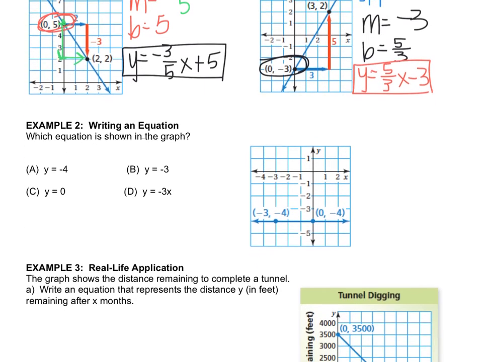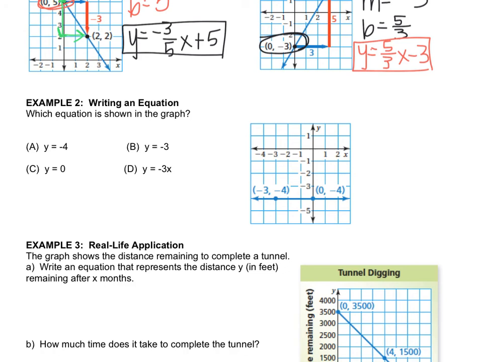This next one is a multiple choice, but we're going to do it the same way. Since we have a picture, we're going to identify the slope and the y-intercept. The y-intercept is always the easier one to find because you just have to look. You don't have to count anything. And you can see it's crossing right here at -4.